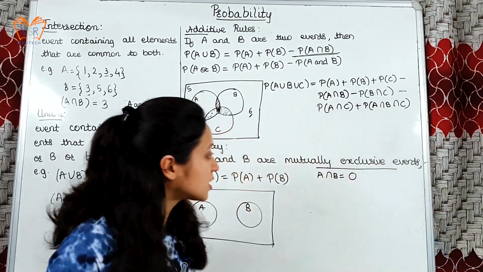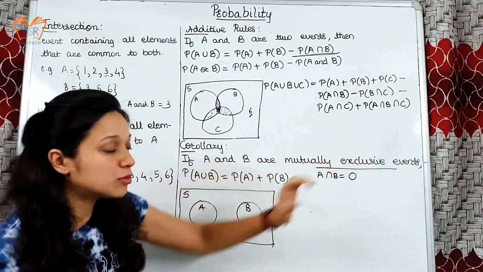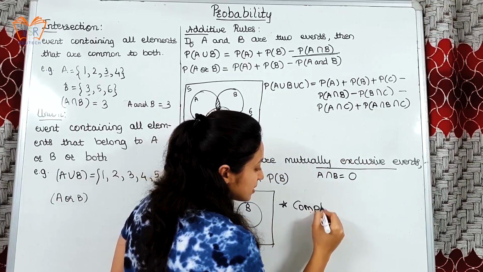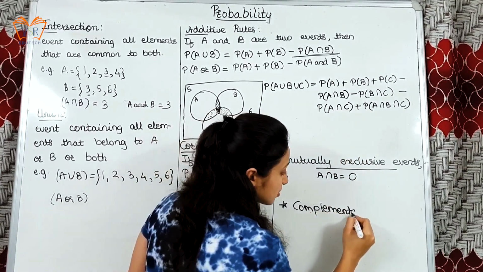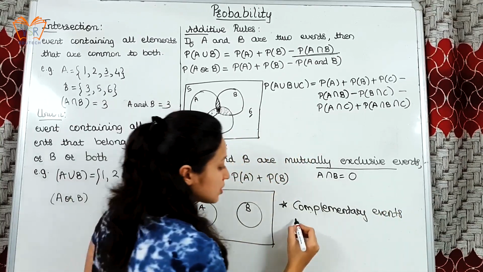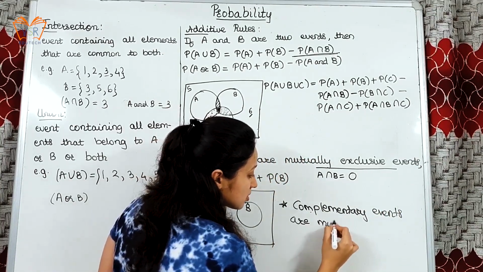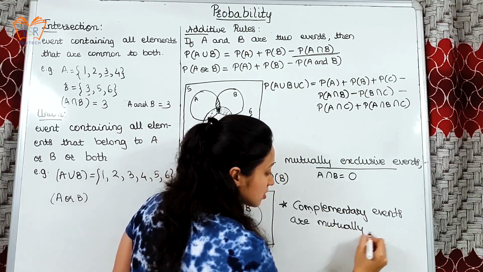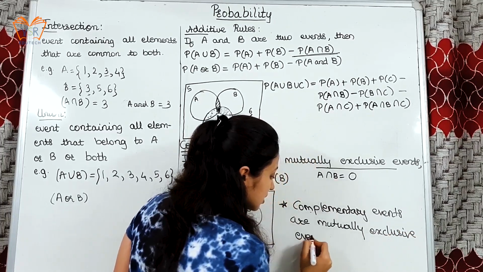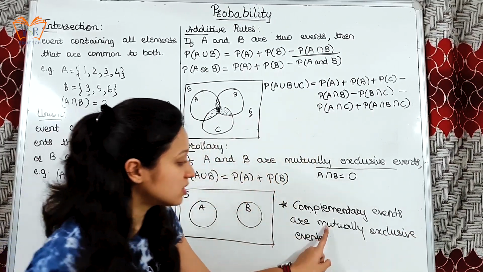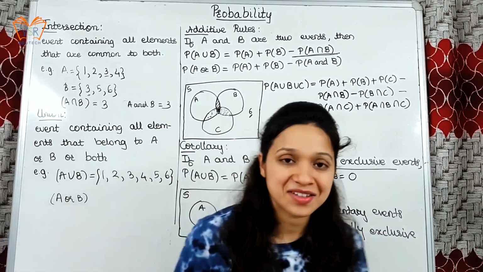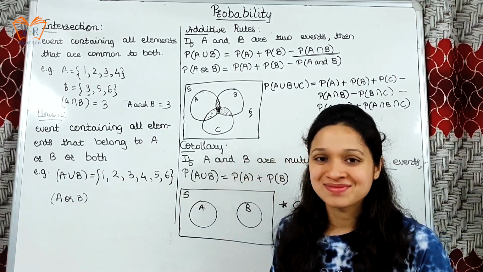Before we end, in the last video we studied complementary events and mutually exclusive events. There is an important note: all complementary events are always mutually exclusive events, but the contrary is not true. That is, mutually exclusive events may or may not be complementary events. Hope you understood.